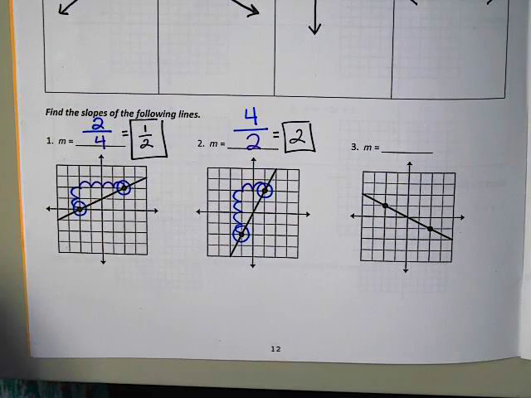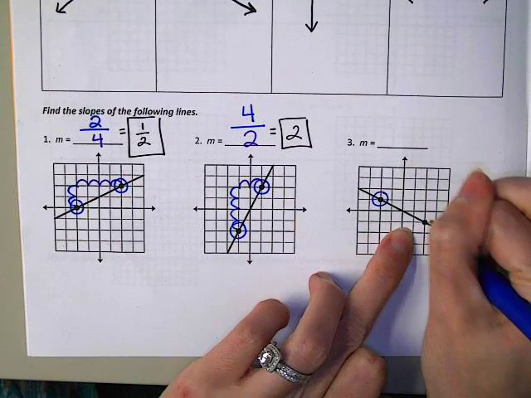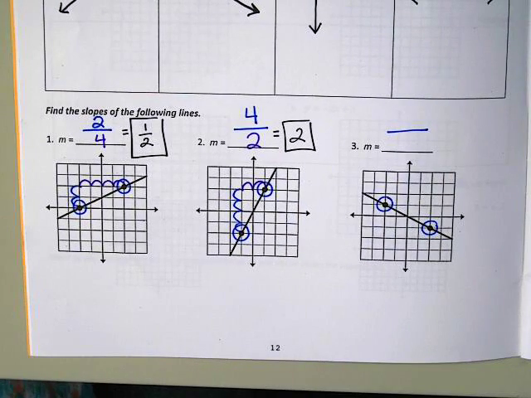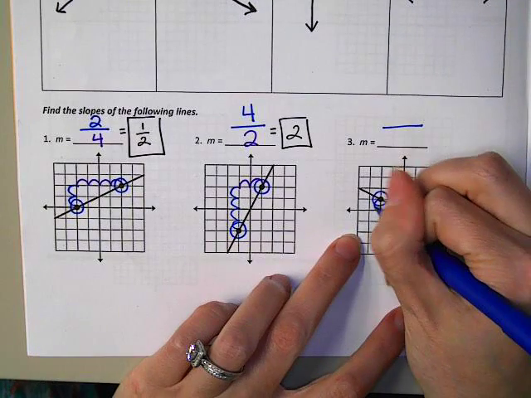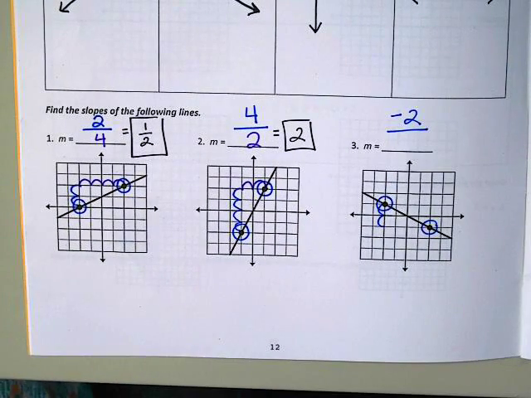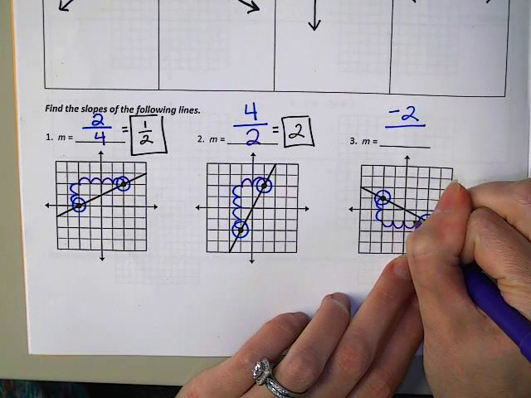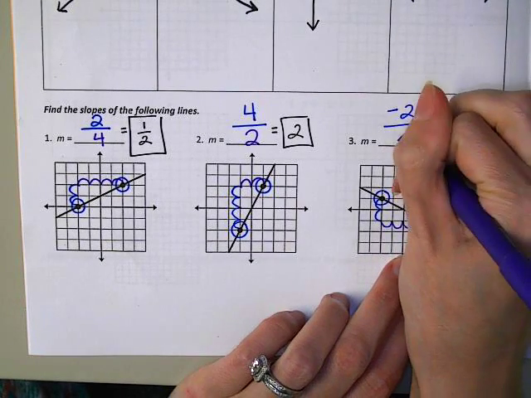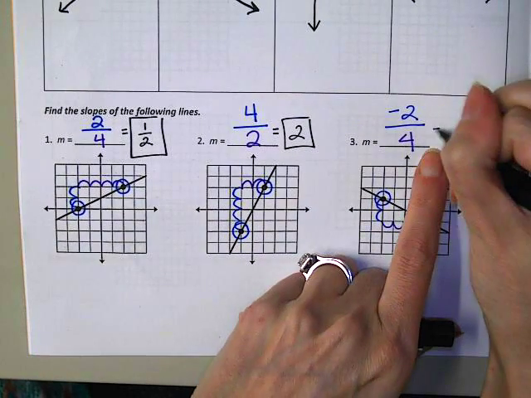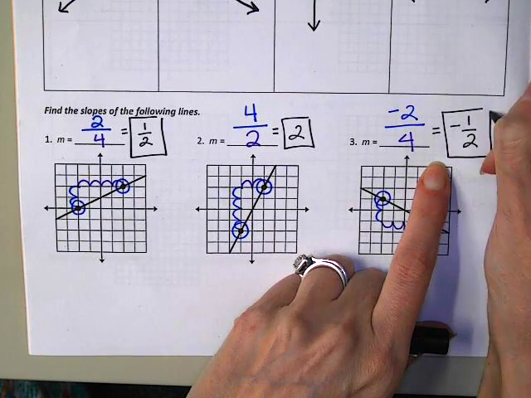All right, number 3, same thing. We want to know how we are moving from one point to the other. And it's going to be a fraction, rise over run. Now this one we're going down 2, and down is going to be -2. And then we're going right, 1, 2, 3, 4, and right is +4. So when we reduce this one, 2 over 4 is 1/2, but don't forget it's negative.